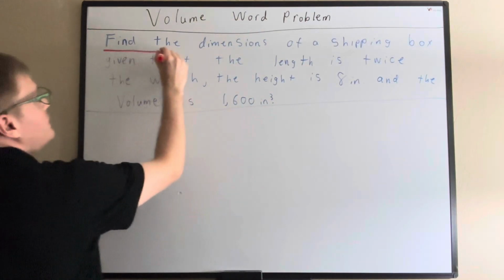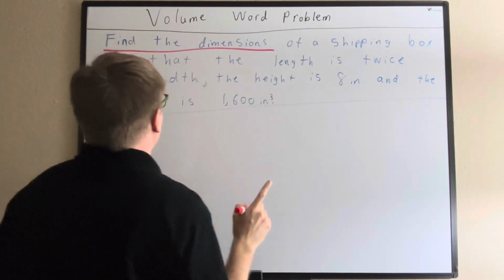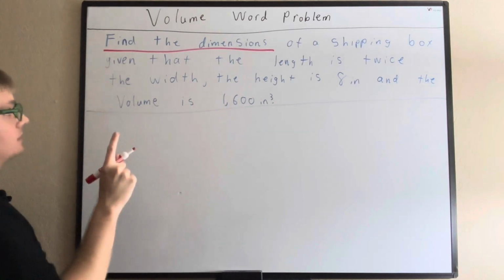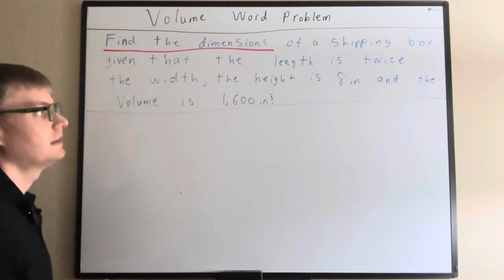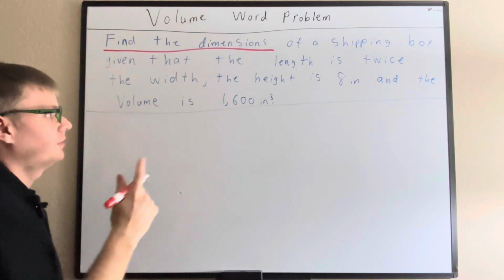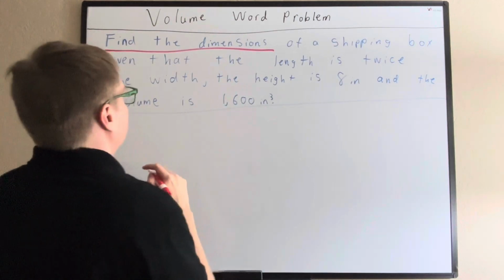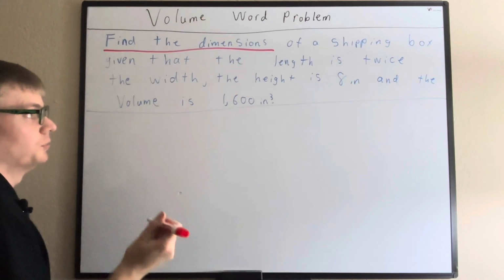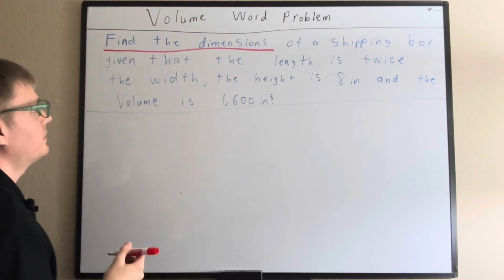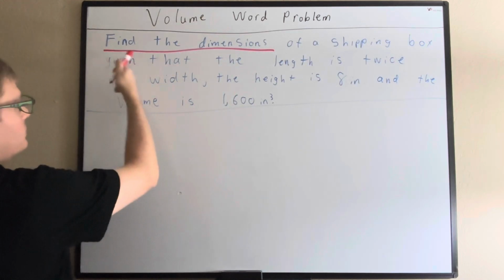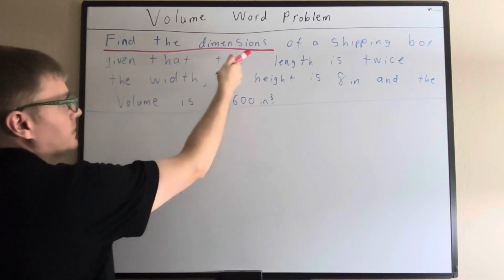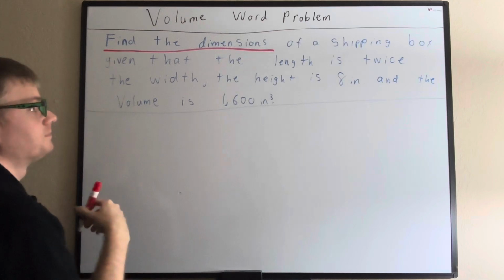Find the dimensions of a shipping box, given that the length is twice the width, the height is 8 inches, and the volume is 1,600 inches cubed. Okay, well, a word problem. First thing we do is underline everything that's important. What we're looking for is the dimensions of a shipping box.